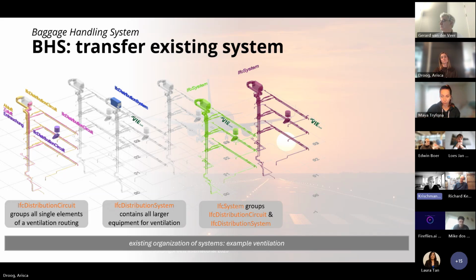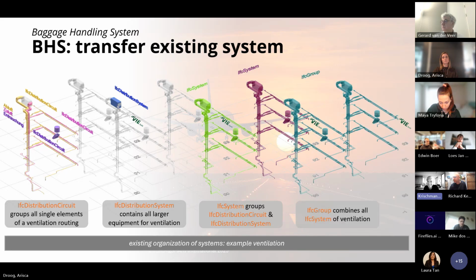The next one is a grouping. So we can group IFC distribution circuit and IFC distribution system into an IFC system. If we've got different ventilation systems, we've got different IFC systems. And the last possibility to combine all topics of ventilation would be IFC group. So next.